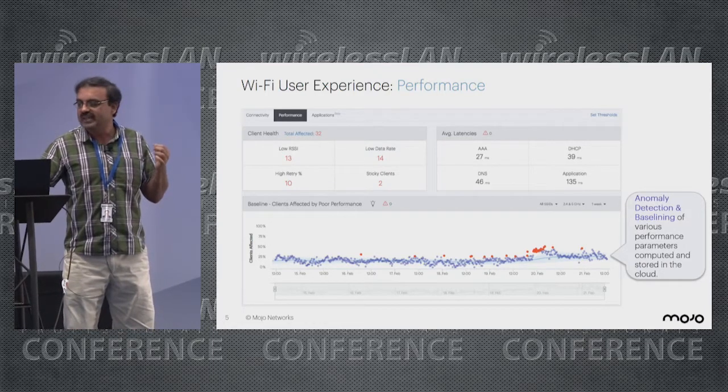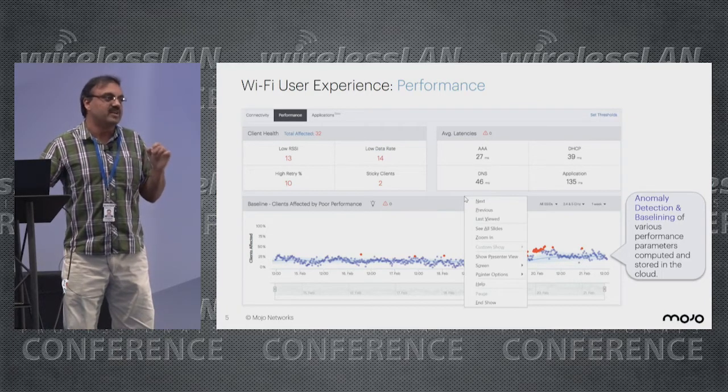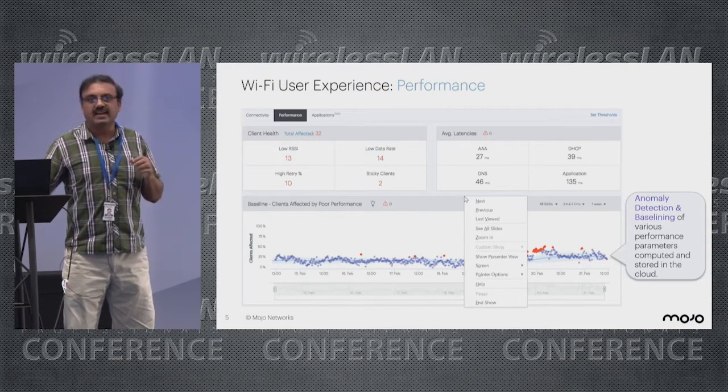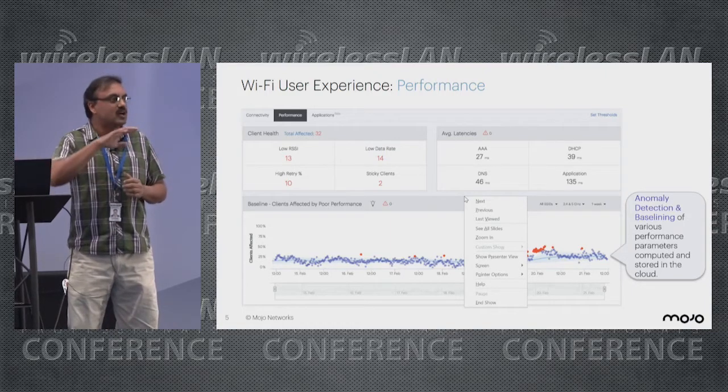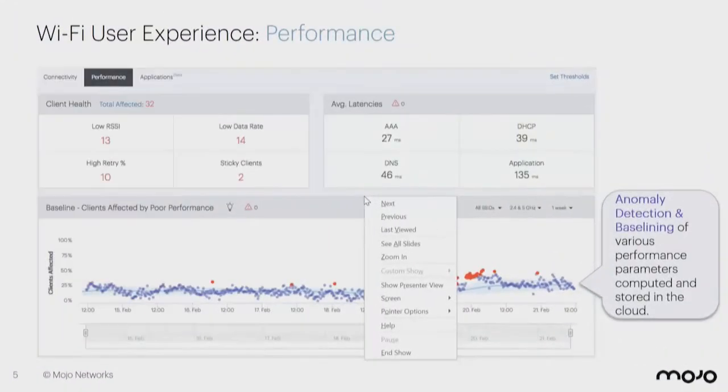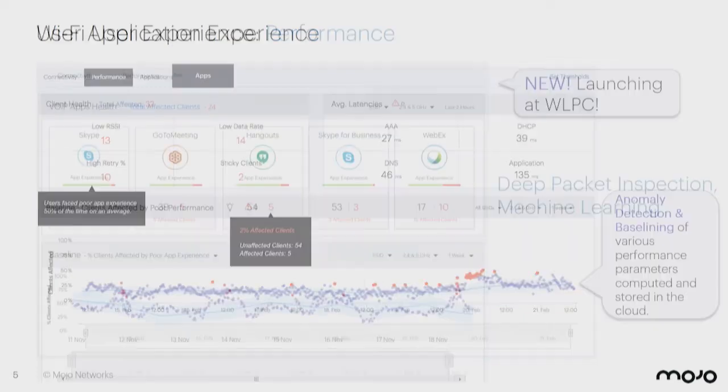The important point to note here is that we have anomaly detection based on a baselining technique. We store various parameters and their moving averages, and see how they are behaving in a specific network. We all know that for parameters like retry rate or the data rate of a client, there's nothing which is right or wrong. It depends on the deployment, so we dynamically find the baseline in the specific deployment and identify anomalies with respect to that baseline. This is a performance failure, which I'm going to talk about.